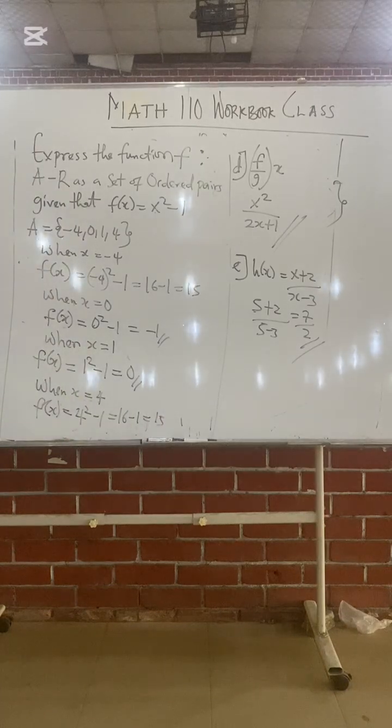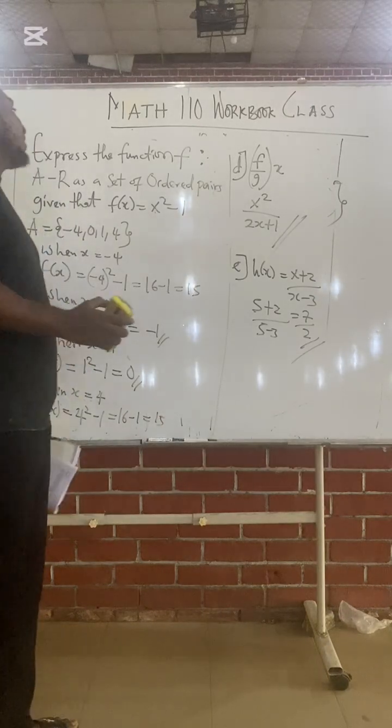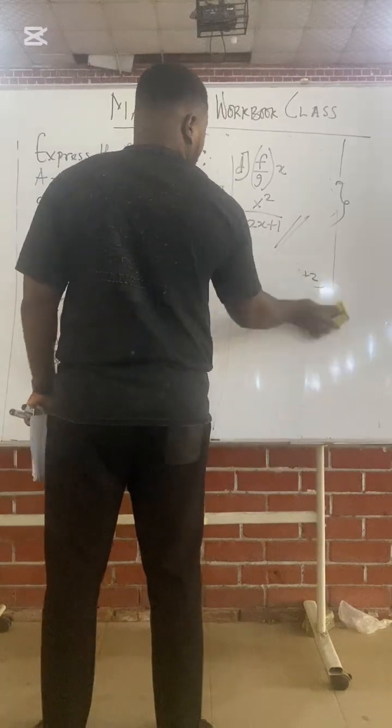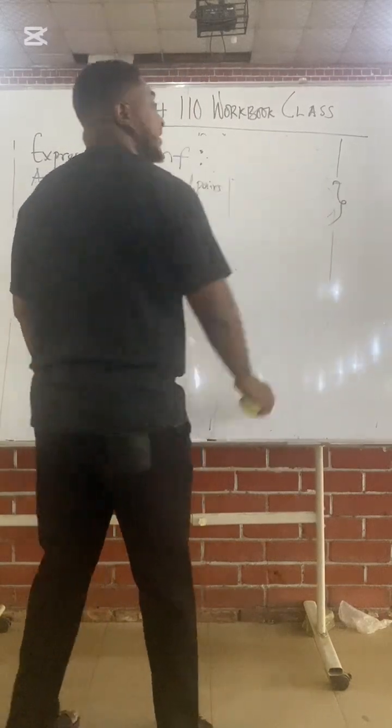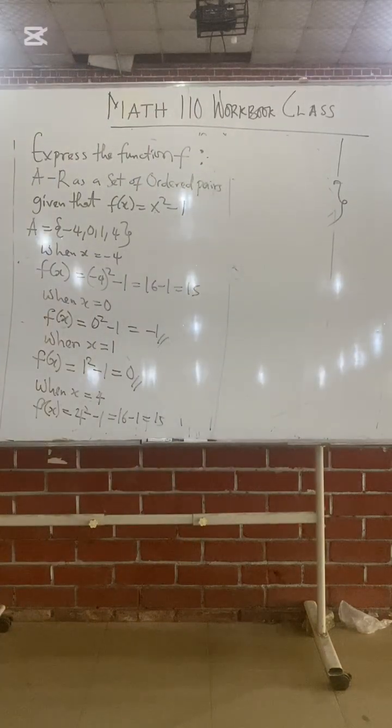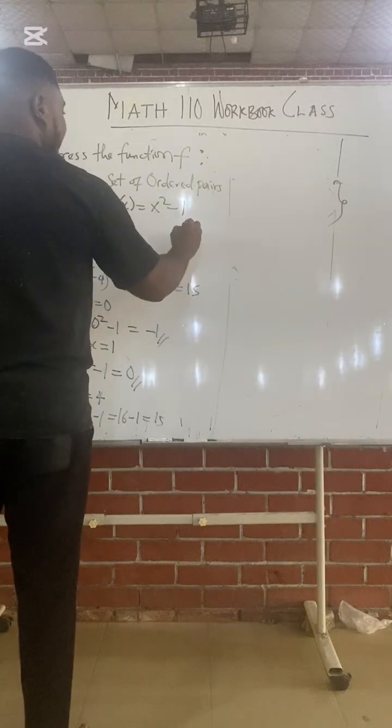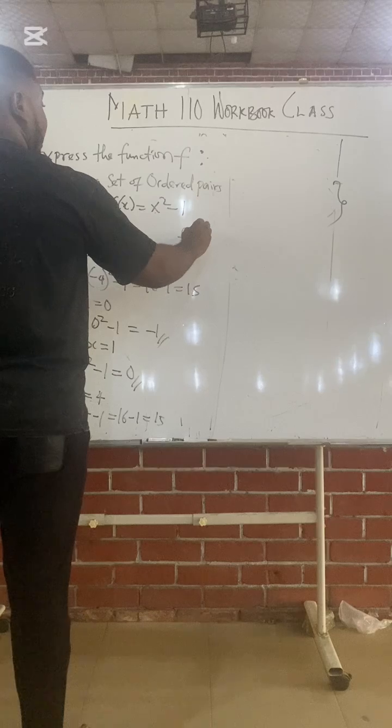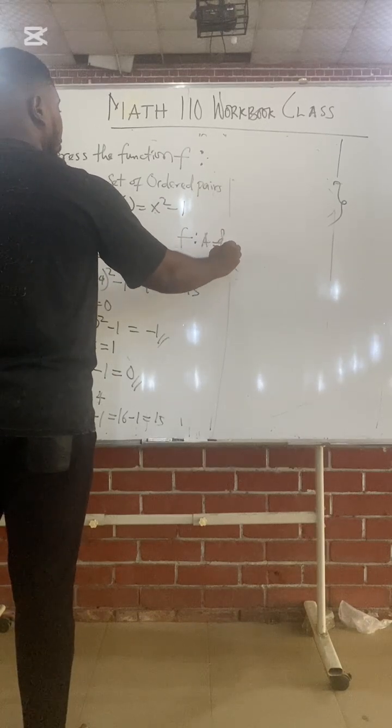Express the function f of x as a set of ordered pairs. When you are asked to express as a set of ordered pairs, you have to arrange the domain and the range as pairs, side by side. So we're going to say f of x must be equal to, open a curly bracket.